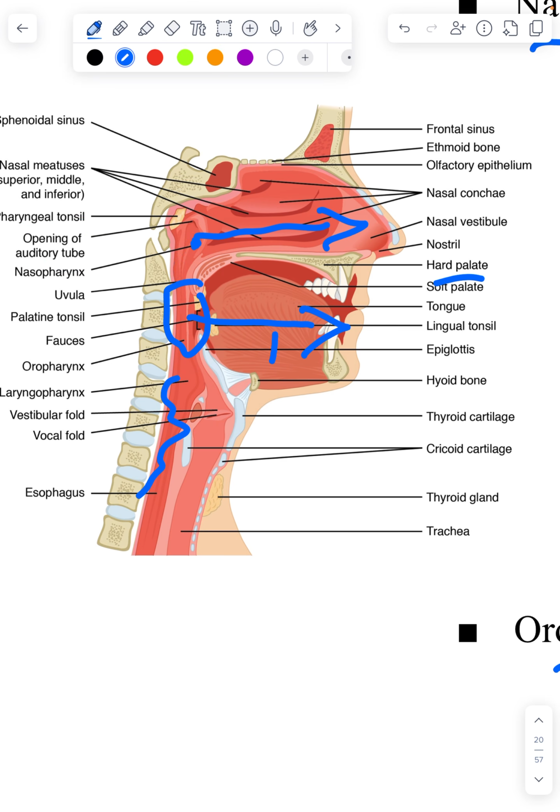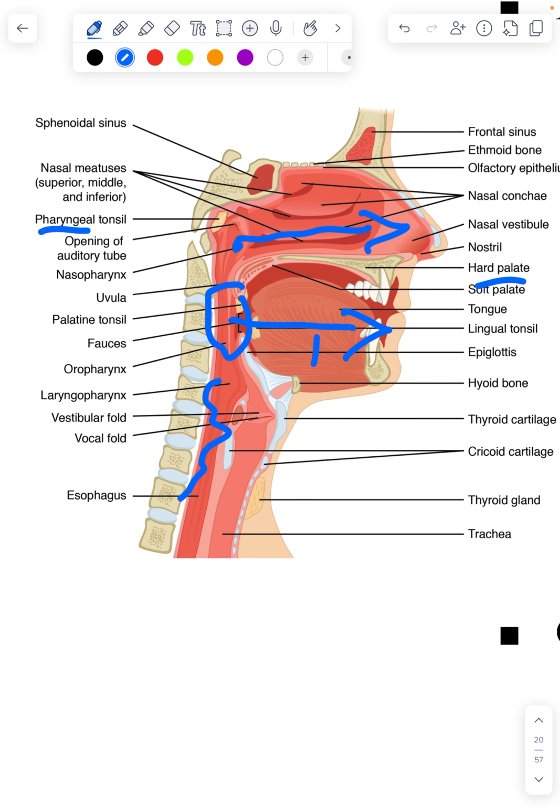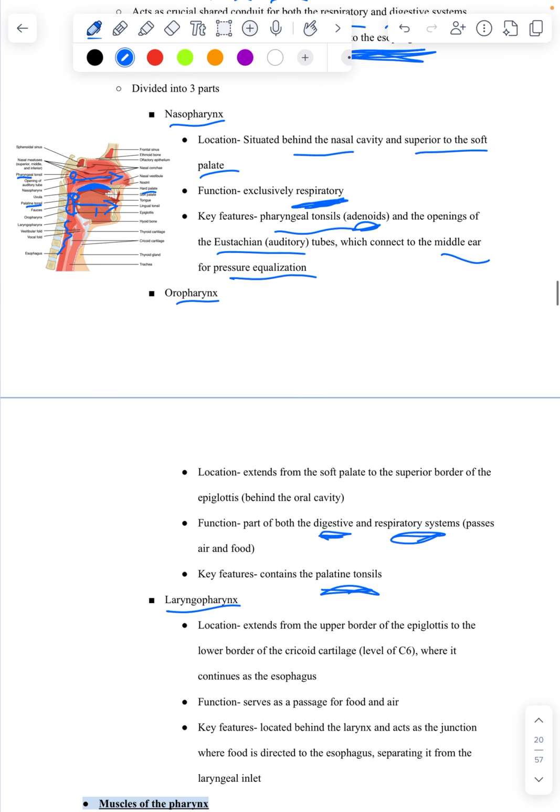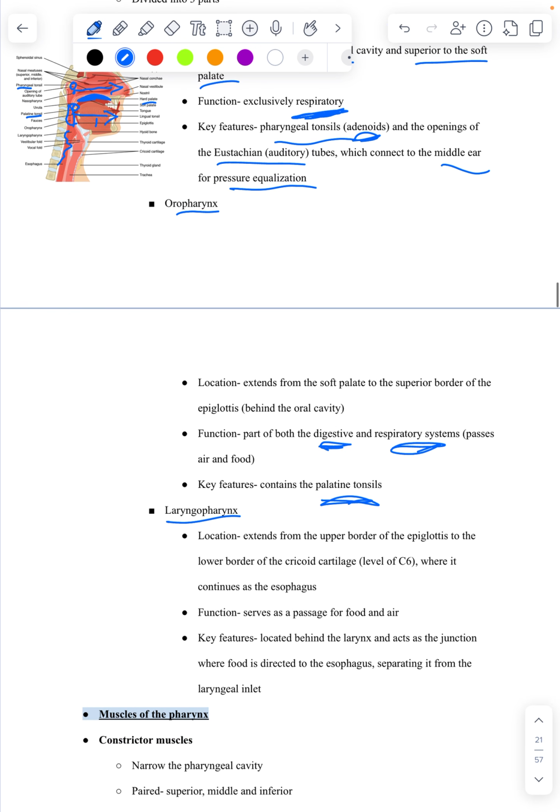Okay, so pharyngeal tonsil is going to be at the top of your pharynx. This whole thing is your pharynx. Palatine tonsil is going to be where your palate is. So this is oropharynx because this whole thing is your palate. So it makes sense that this gets palatine tonsil, not pharyngeal tonsil, which would be nasopharynx. And then it goes from the soft palate all the way to the epiglottis, like we said.